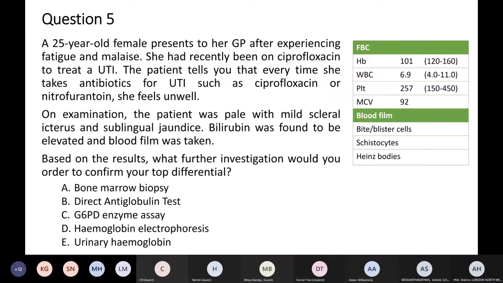Okay, so question 5. A 25-year-old female presents to her GP after experiencing fatigue and malaise. She had recently been on ciprofloxacin to treat a UTI. The patient tells you that every time she takes antibiotics for UTI, such as ciprofloxacin or nitrofurantoin, she feels unwell. On examination, the patient was pale, with mild scleral icterus and sublingual jaundice. Bilirubin was found to be elevated and a blood film was taken. Based on the results, what further investigation would you order to confirm your top differential?